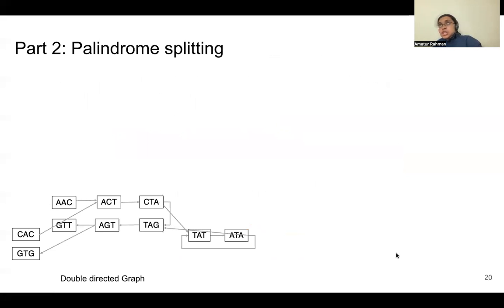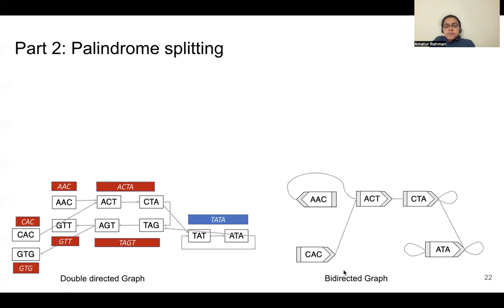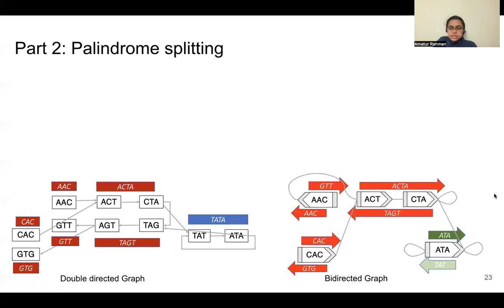So that brings us to the end of the first part about Unitig safety. Now we move on to the second part where we talk about the palindrome splitting artifact. So for this, we recall our double-directed graph model here, and we can mark all the Unitigs from the double-directed graph. And similarly, we can do that for the bidirected graph. We have these Unitigs labeled here. So notice that this particular Unitig TATA in the double-directed graph is split into 2 halves in the bidirected graph, right? Like TATA is present as AT and TAT in this graph.